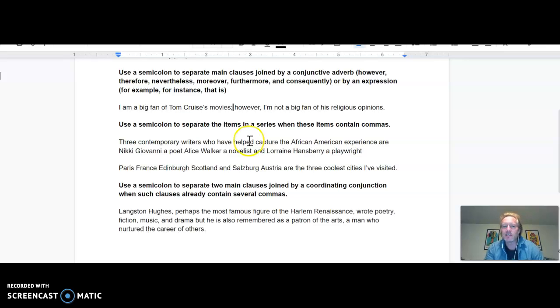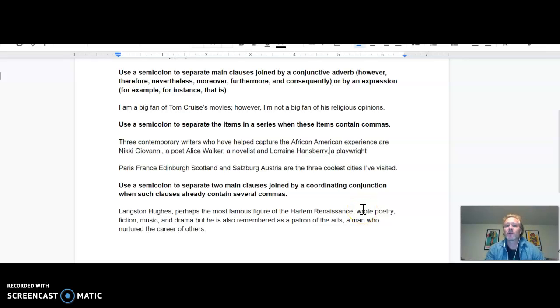So what I do with these is I pretend that the second part is not there. So I ignore "a poet," I ignore "a novelist," and if we're making a list, we're just going to put a comma. Nikki Giovanni, comma, Alice Walker, comma, and Lorraine Hansberry. We're going to put a comma there as well.